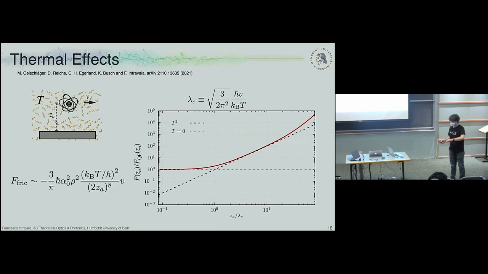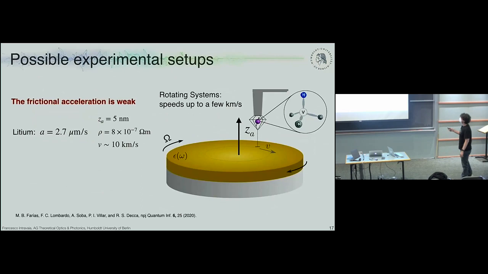Let me just give you two slides about experiments, because this is, in my opinion, important. Physics is, at the end of the day, an experimental discipline. You can do all the theory that you want, but if you don't have an experiment, you're just doing maths. So you have already seen this nice experimental proposal of Fernando and Ricardo. This is great, in my opinion. And this is some estimation of the friction acceleration on a lithium atom with these properties.